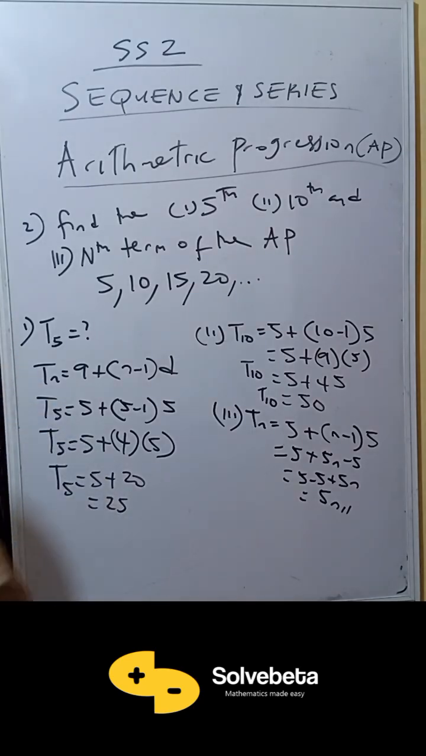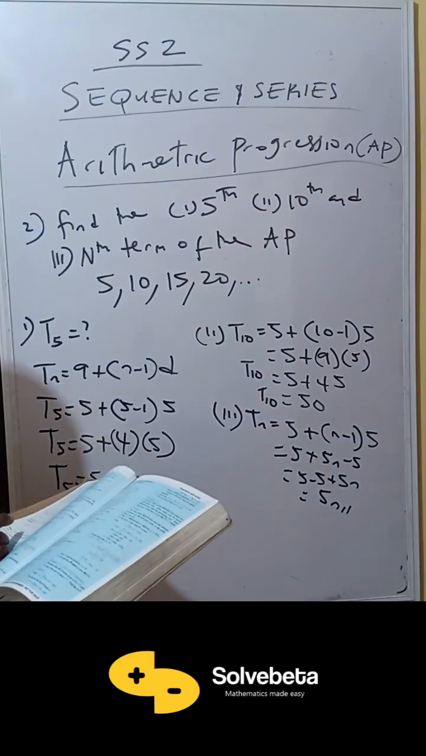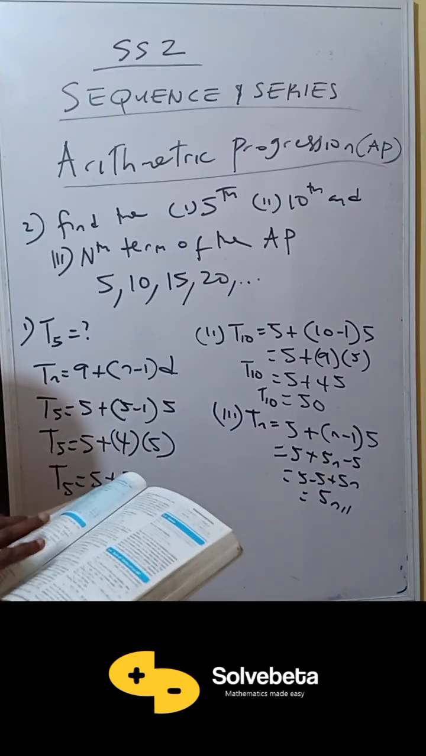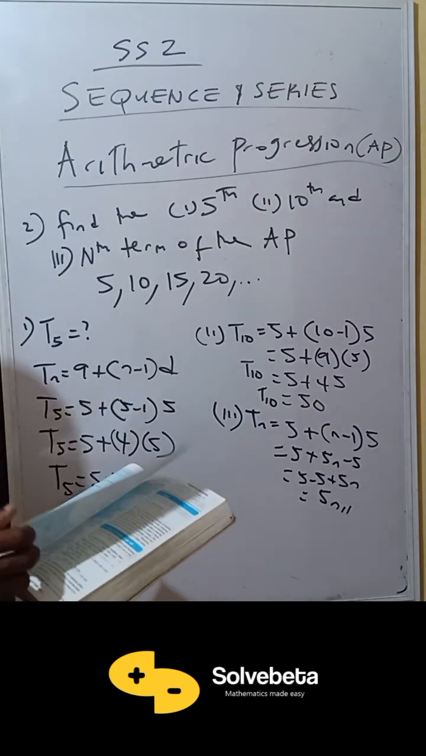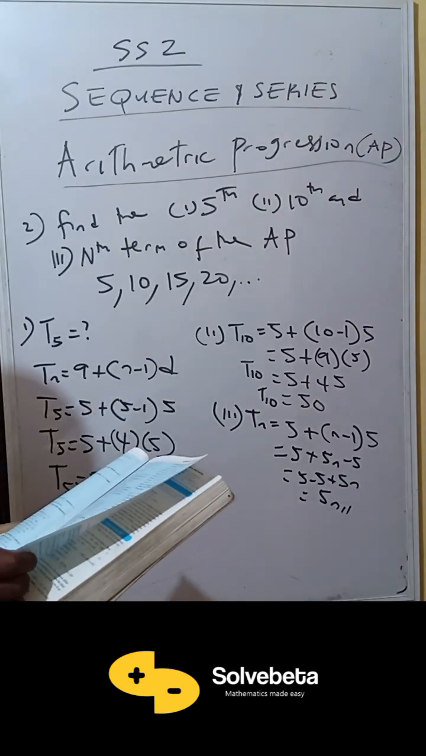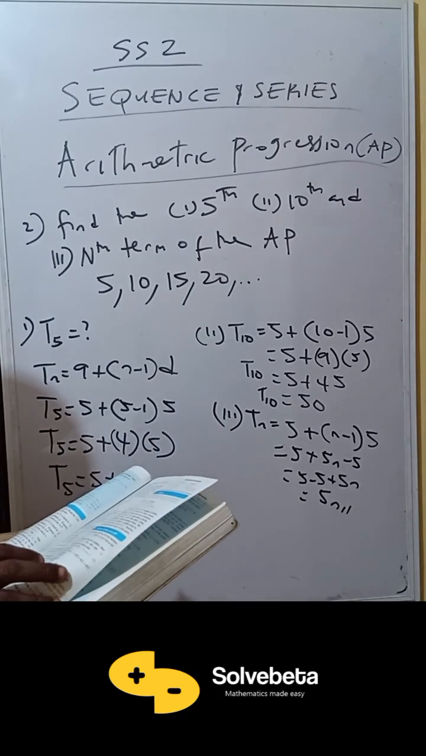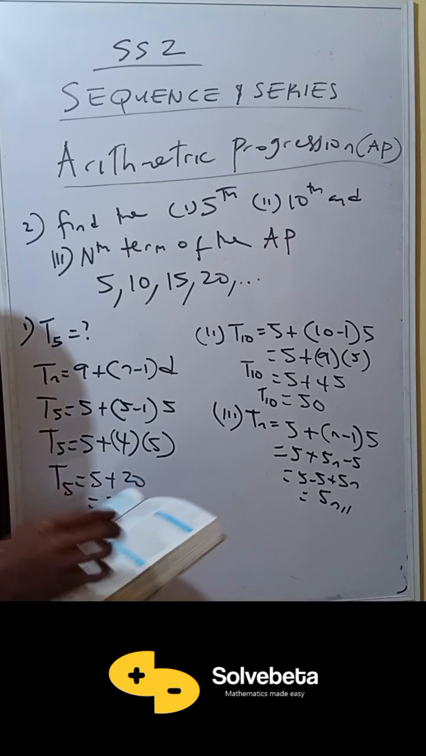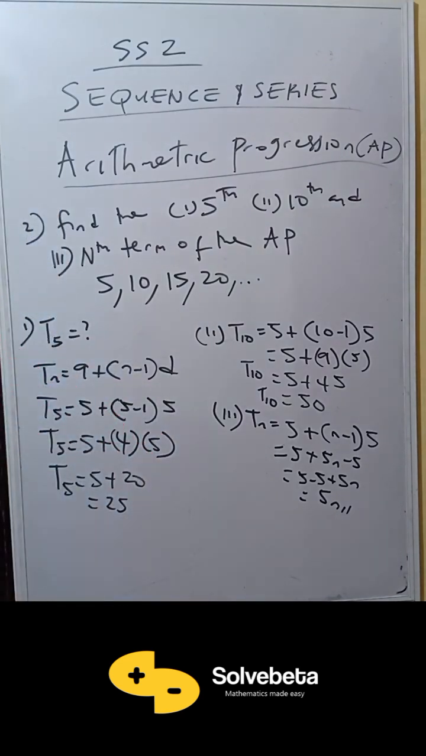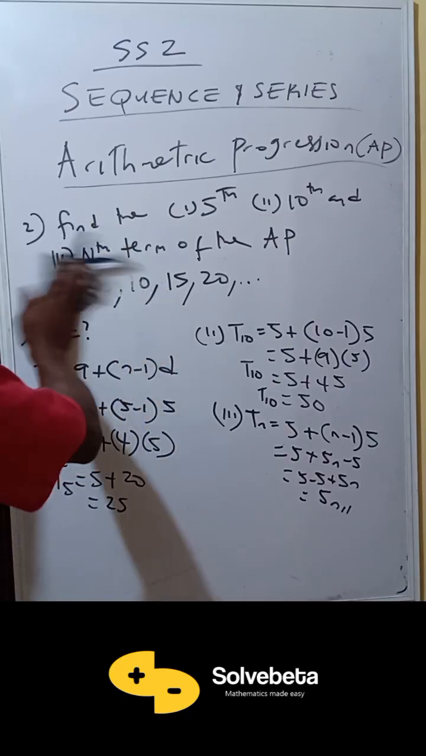Let me look for an example that is a decreasing AP. Before I move on to something, let me look for a decreasing AP. I can rub this off for the example.